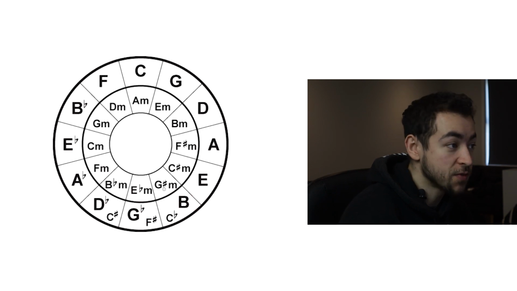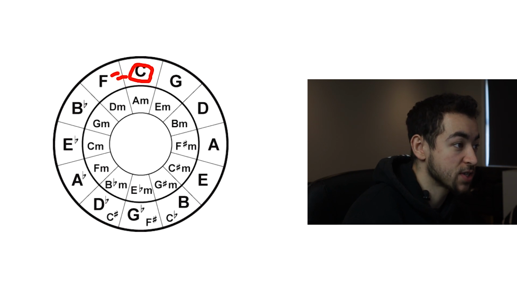Also, you can do this with fourths. So if you want to figure out the fourth harmony, if your note is C and you want to figure out the harmony that's a fourth above C, you just go anti-clockwise and you get F, so F would be the fourth harmony of C.